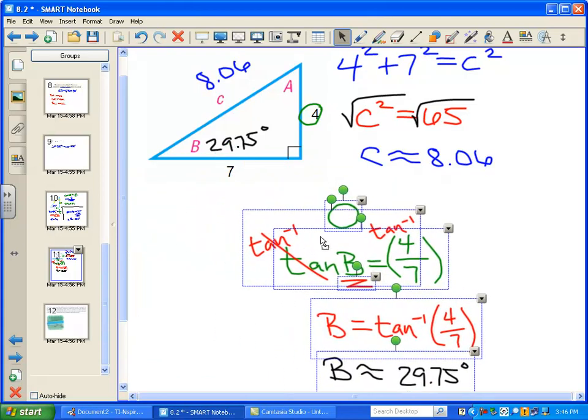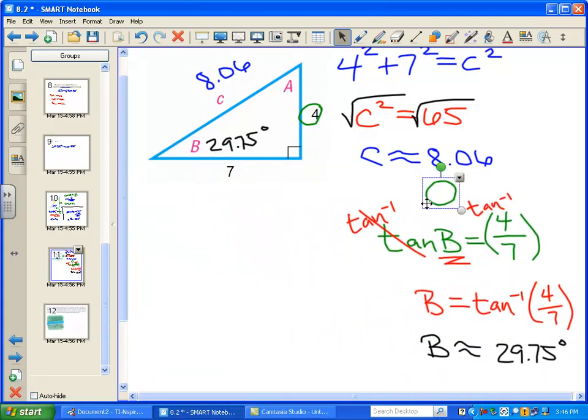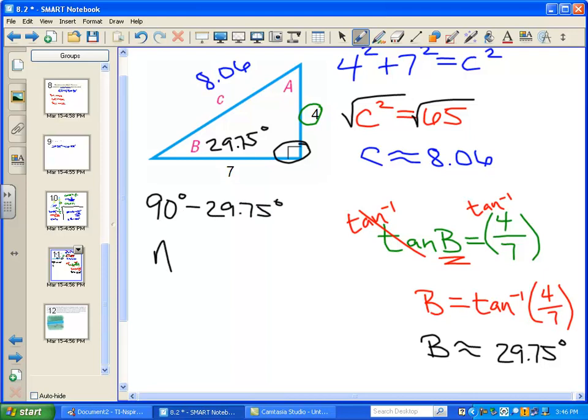Okay. So since I know that B is approximately 29.75 degrees, I can calculate the value of A just by doing some simple subtraction. If I know that this angle is already 90, then A and B have to add up to 90, because 90 and 90 is 180. So 90 total between A and B, take away the value of B, 90 minus 29.75, gives me a measure for angle A of 60.25 degrees.